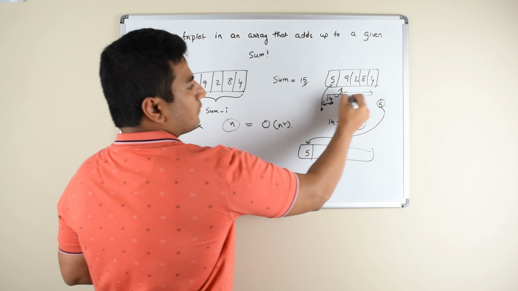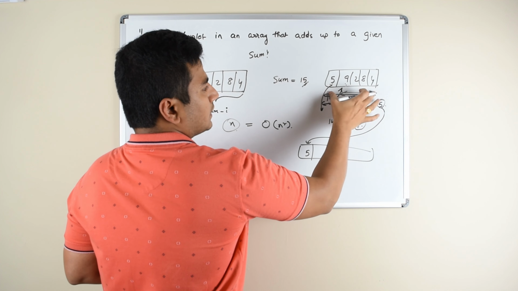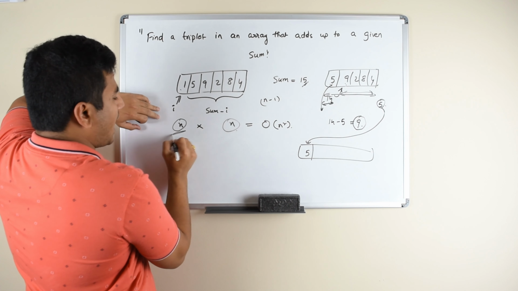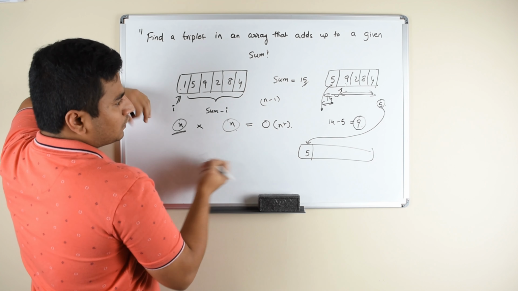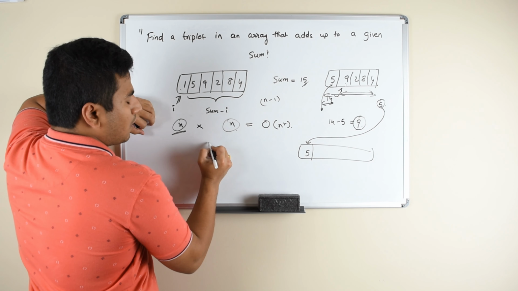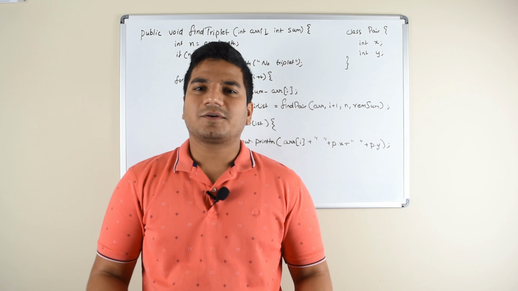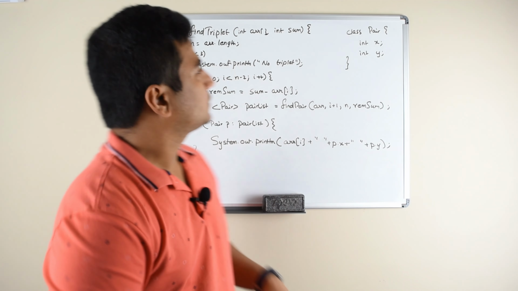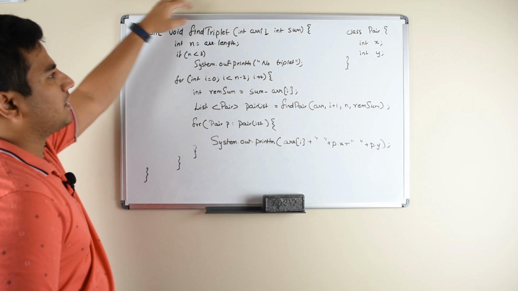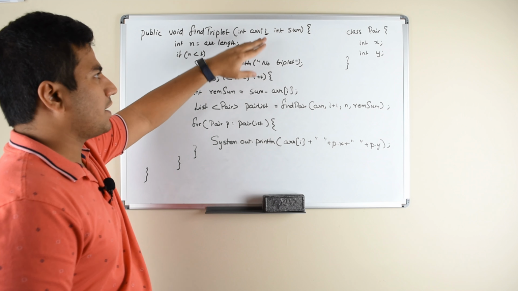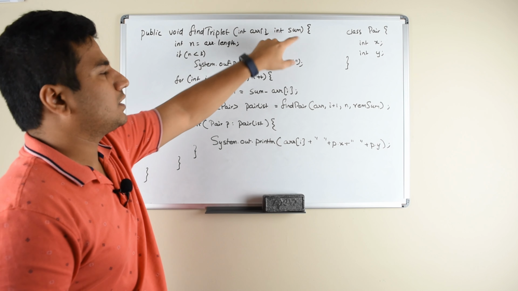So the total number of operations in this array will be n minus 1, and you already have an n here. So finally you are getting to an operation size of n square. Let's take a look at the code for this approach. So you have a function find triplet and you are being passed an array and the required sum. You have to find a triplet in this array which adds up to the given sum.